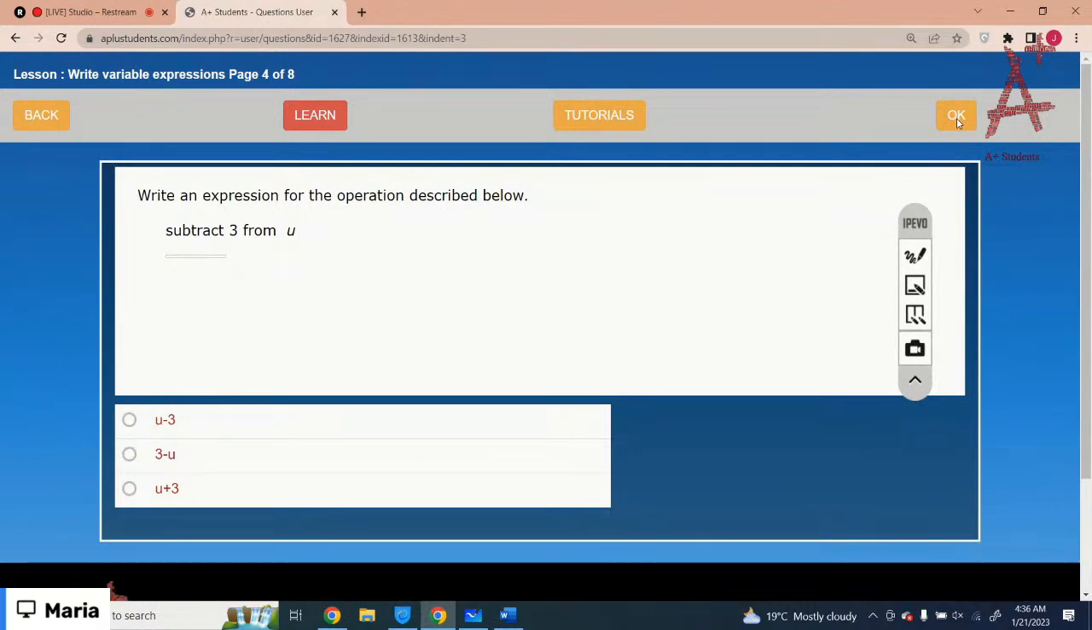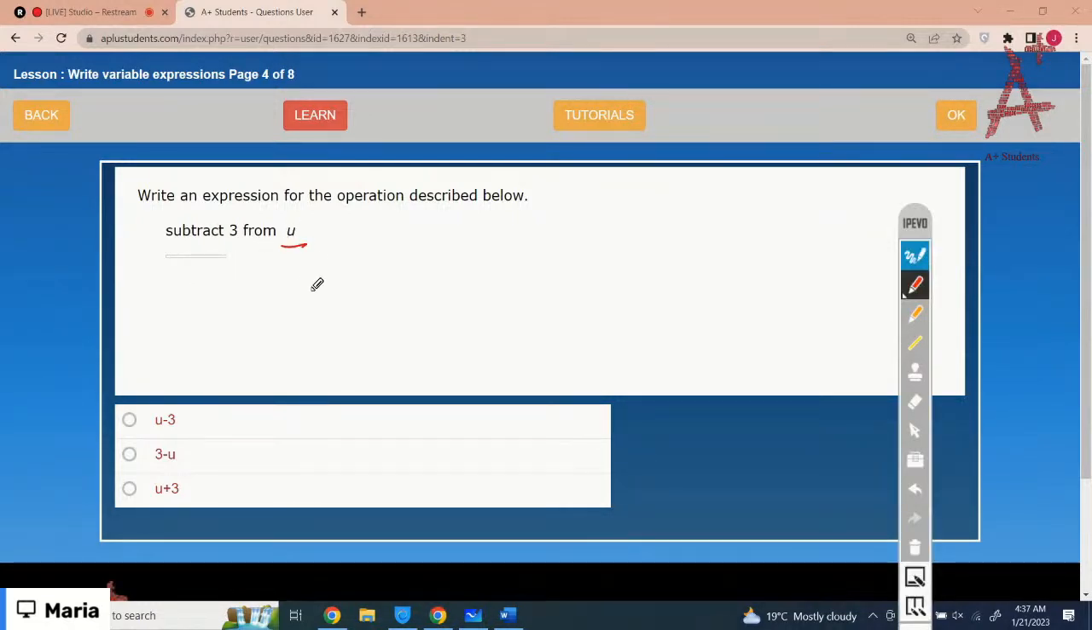Write an expression for the operation described below. Subtract 3 from w. So you have to subtract 3 from w. You have to do w minus 3. Got it? That would be option number 1. Got it?